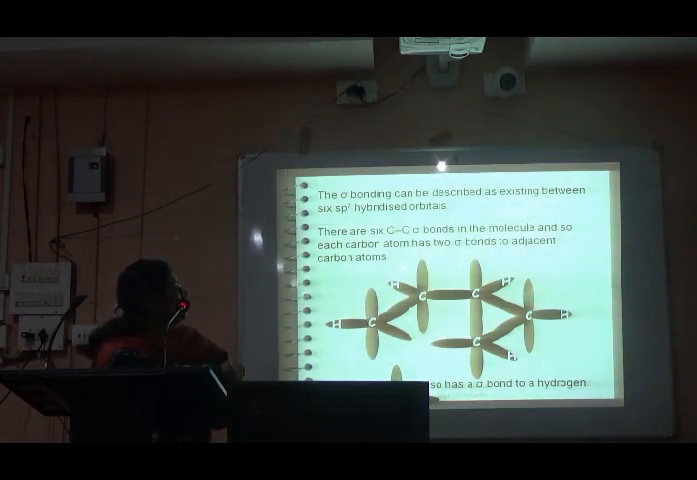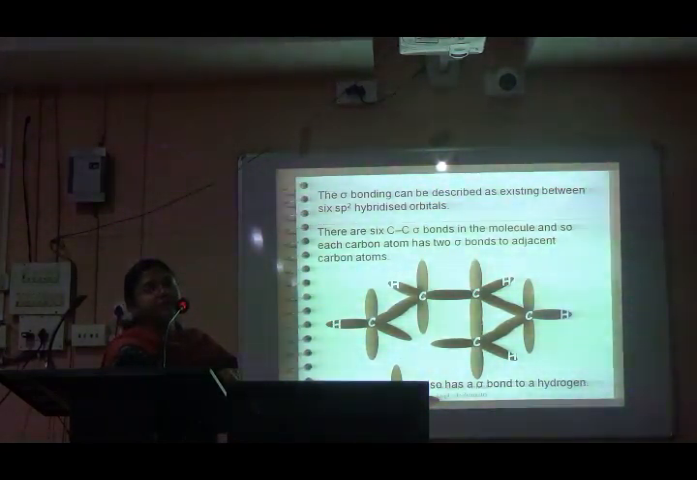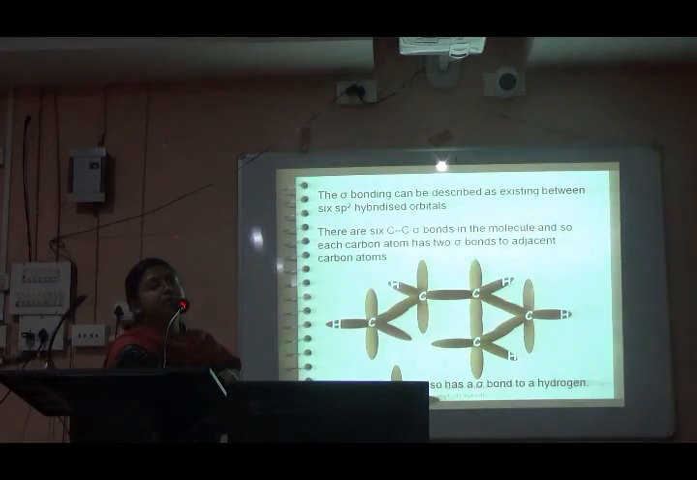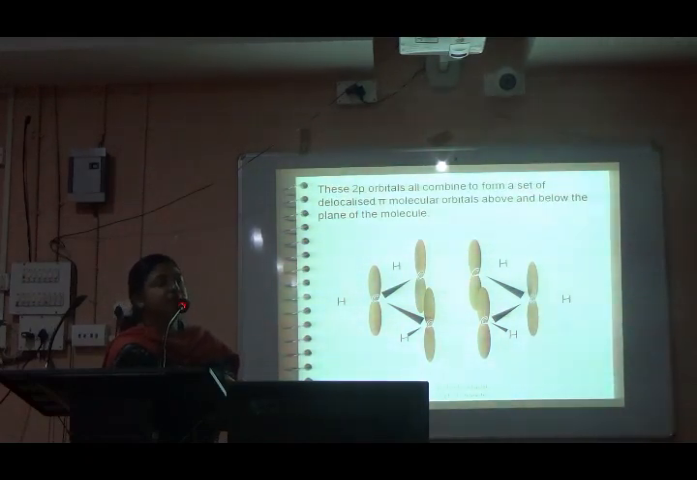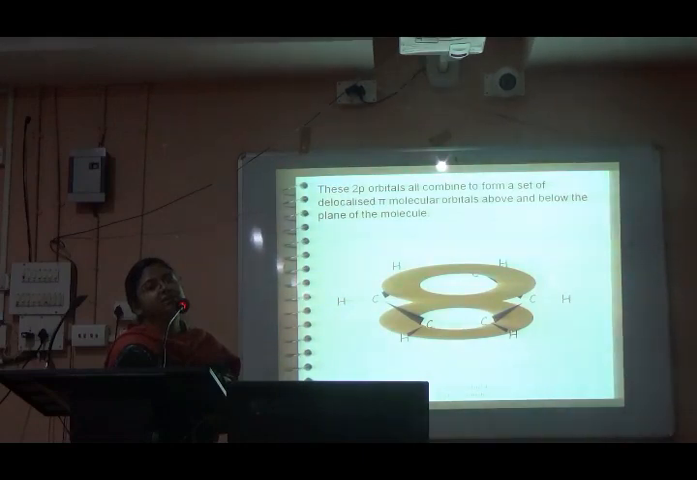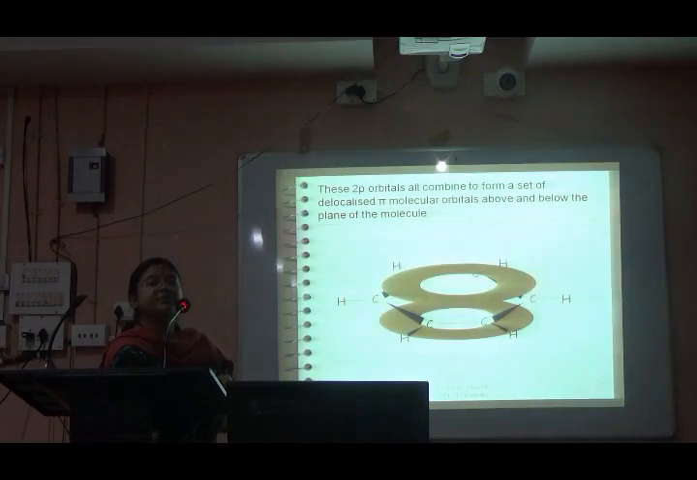So we can see that all the p orbitals are parallel to each other. As a result, there is a chance of lateral overlap among all the orbitals, and this is what actually takes place. A planar molecule with all the unhybridized p orbitals parallel to each other above and below the plane, resulting in a delocalized pi molecular orbital both above as well as below the plane. Now that is what is meant by delocalized orbital.